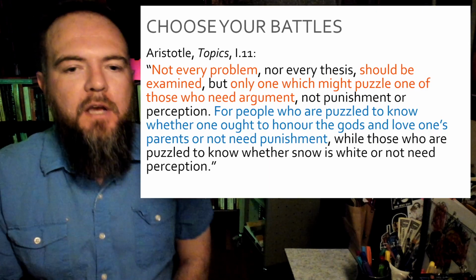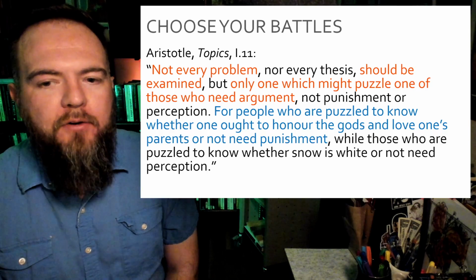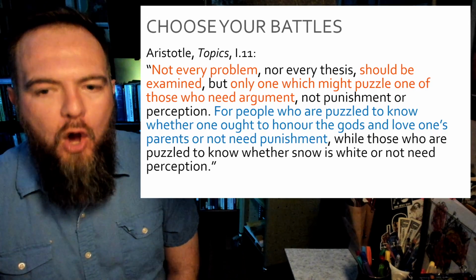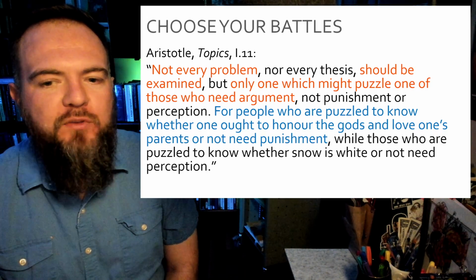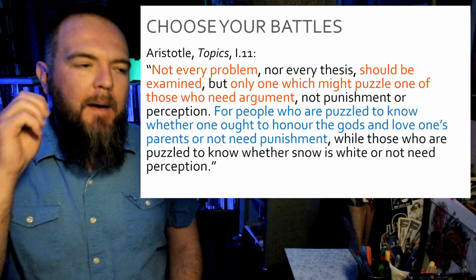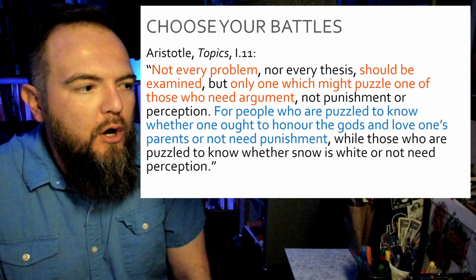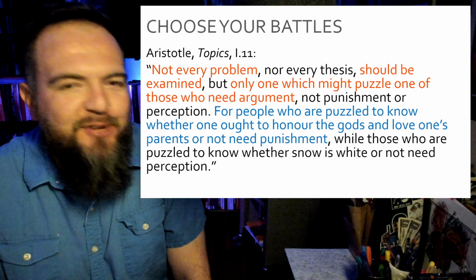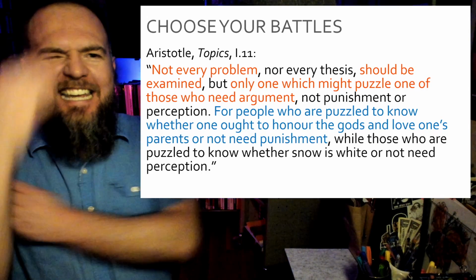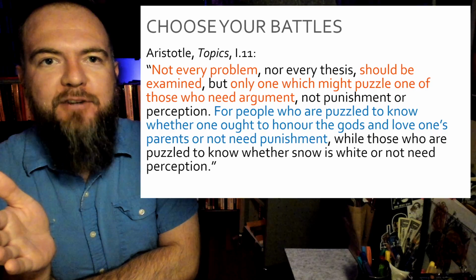Now he explains this. This is the blue text. "For people who are puzzled to know whether one ought to honor the gods and love one's parents or not, need punishment. While those who are puzzled to know whether snow is white or not, need perception." So it's phrased a little confusingly here, but the idea is you don't have to argue with people who are wondering why you should respect your parents or why you should honor the gods. That's not an issue that you're going to be able to argue with someone over. That's an issue where you might have to go to extreme measures like punishment.